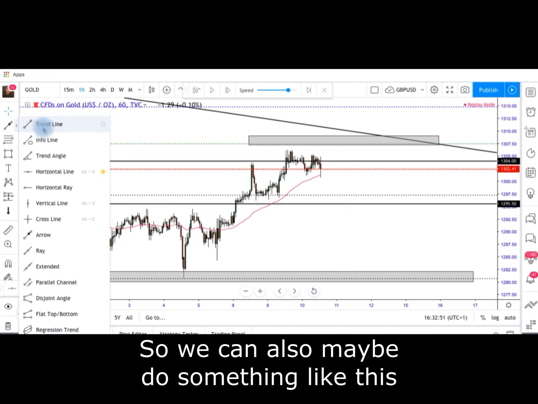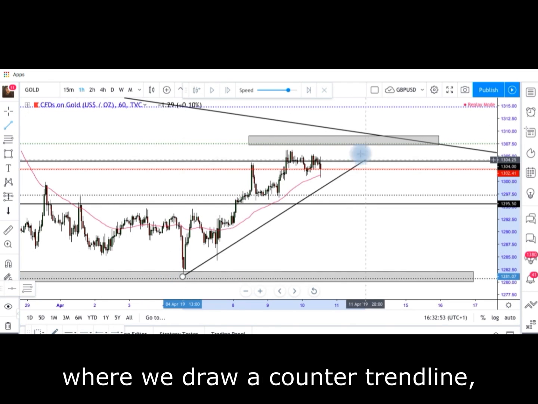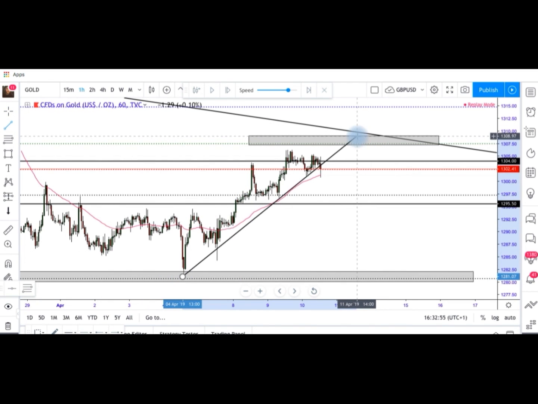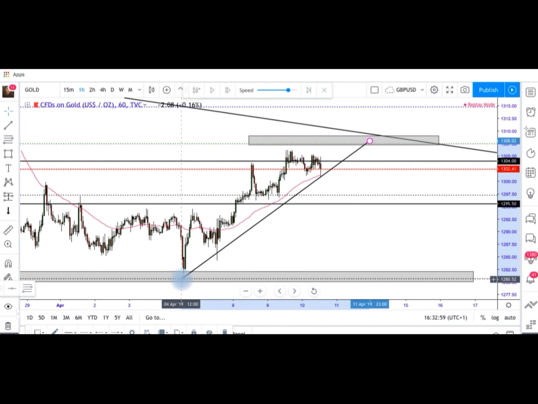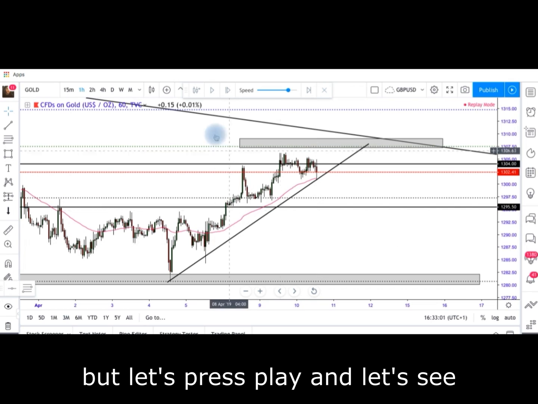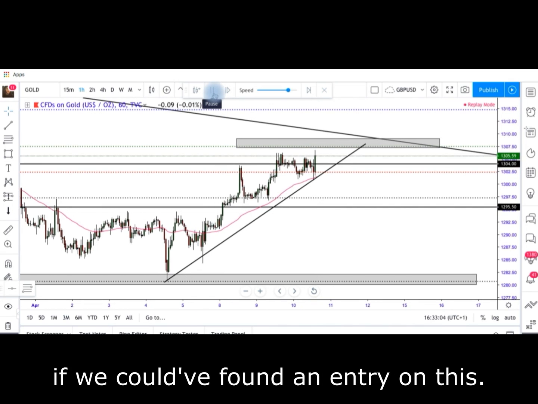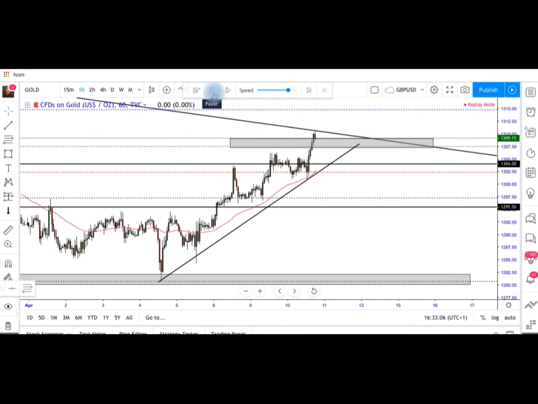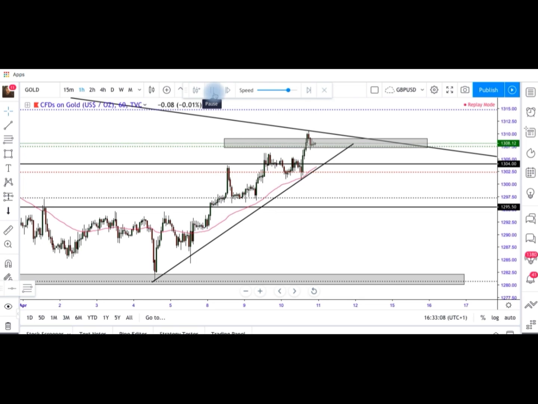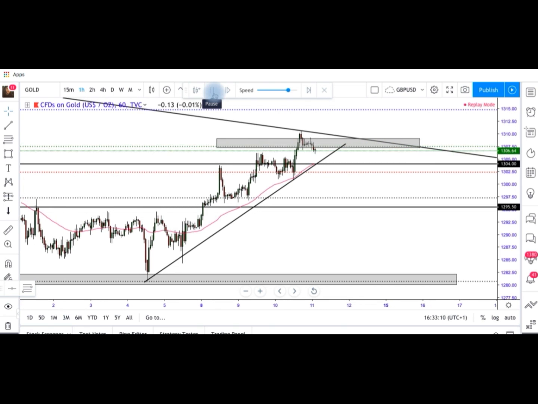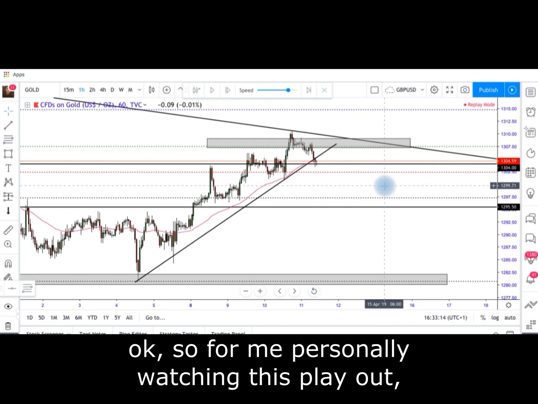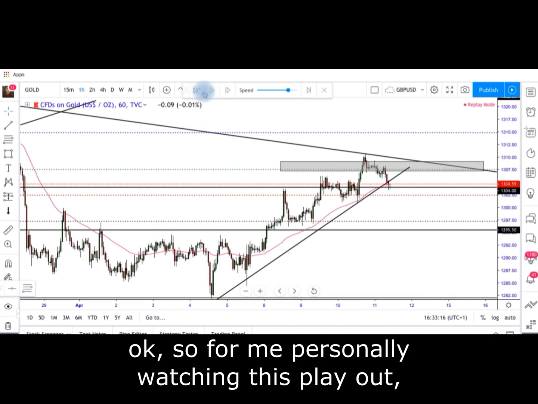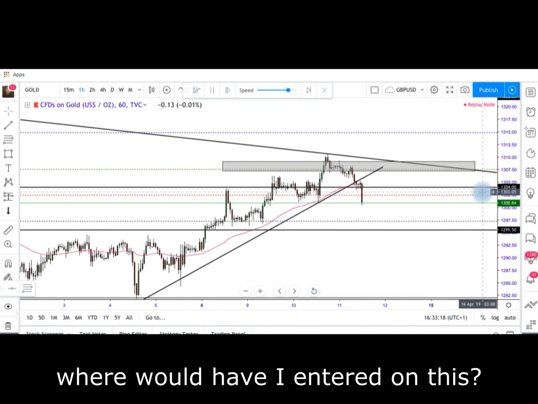So we could also maybe do something like this, where we draw a counter trend line. Maybe something like that. It's only a counter trend line, it's not the neatest. Let's press play and let's see if we could have found an entry on this. Okay, so for me personally, watching this play out, where would I have entered on this?